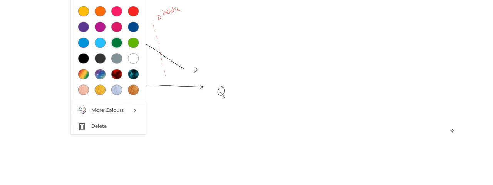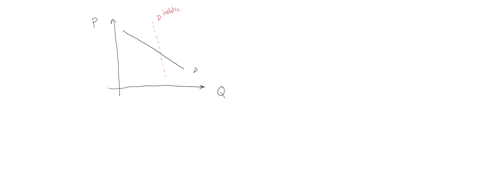The other one is elastic, so it has a flatter slope in comparison. You can see that as the blue one, D elastic. The blue one has a flatter curve in comparison to the red one. The red one is inelastic, the blue one is elastic. Why is this the case? I'll demonstrate that through an example.